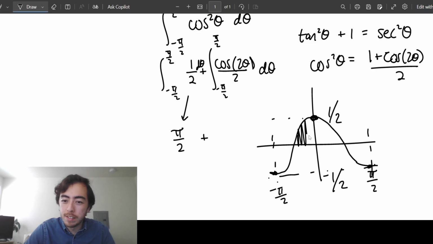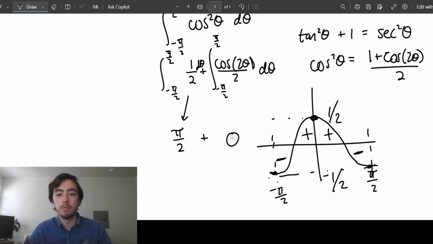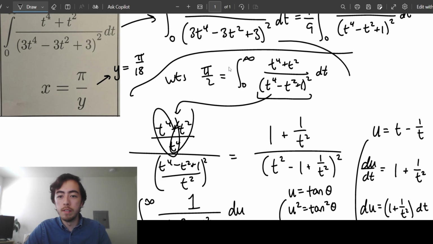Because this positive area right here is completely canceled out by the negative area right there, because the cosine function is symmetrical like this. And then the same thing happens over here. The positive area that we find in this chunk perfectly cancels out with that chunk. So let me mark it with negative area, positive area, positive area, negative area. And the integral here, just thinking about it geometrically, is 0. So there we go. Basically, we got pi over 2. And that's exactly the value we wanted out of this integral.